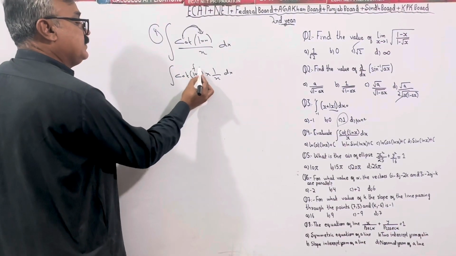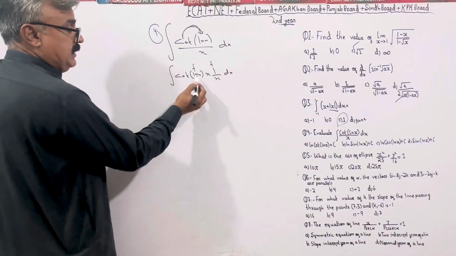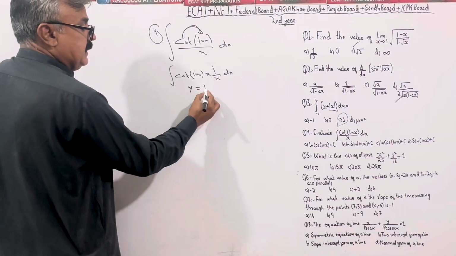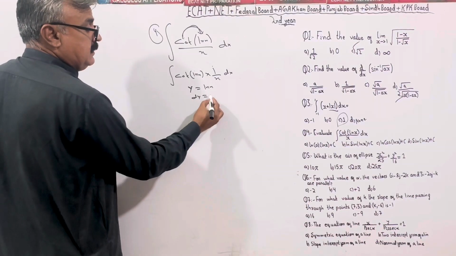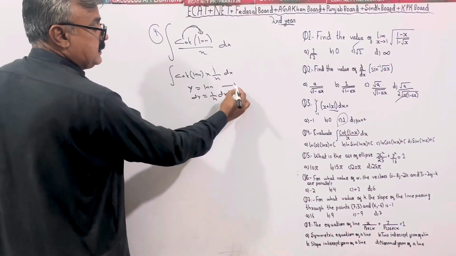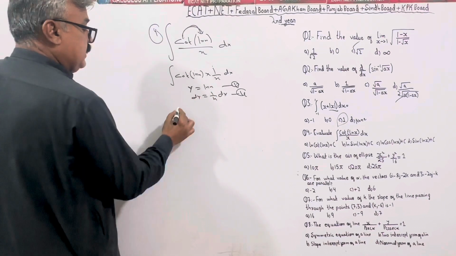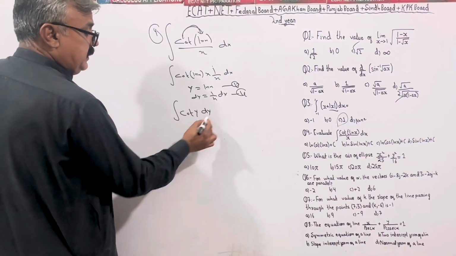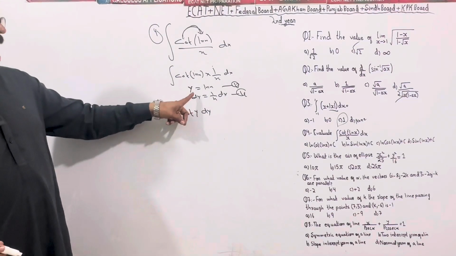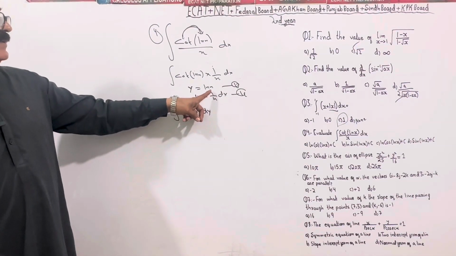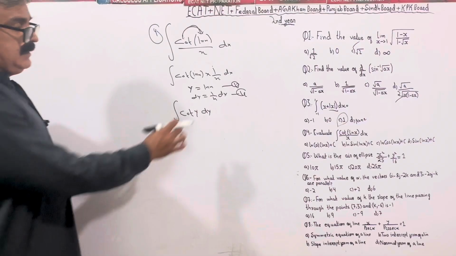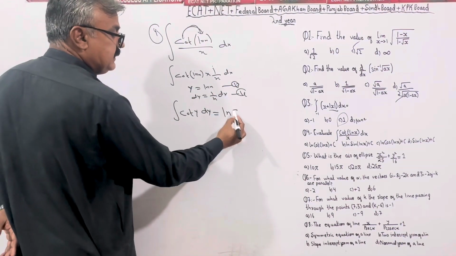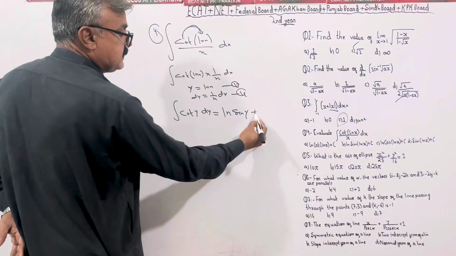If we take this one function, its derivative is present. Suppose this quantity is equal to y. Y is equal to ln x. Then dy is equal to 1 over x dx. Put both of these values here. It will become cot y dy. We have assumed y is equal to ln x, dy is equal to 1 over x dx. Integration of cot y is ln sin y plus c.